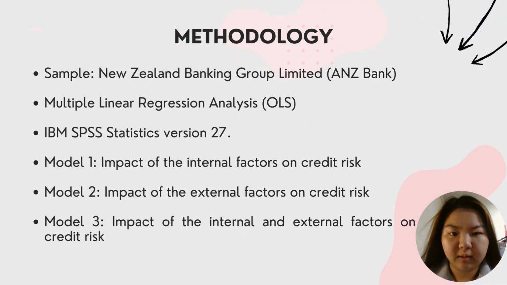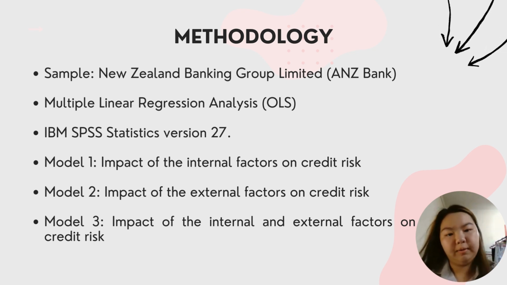Next is the methodology. The Australia and New Zealand Banking Group Limited, also known as ANZ Bank, is chosen as the research object, with analysis of annual report data from 2019 to 2023. The study used multiple linear regression analysis, or OLS, with IBM SPSS Statistics version 27. Data from ANZ Bank annual reports were used to find the important variables and build credit risk models.